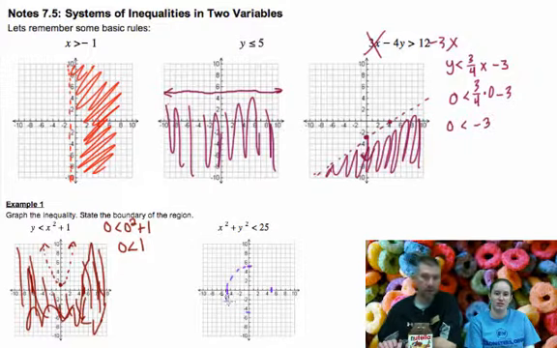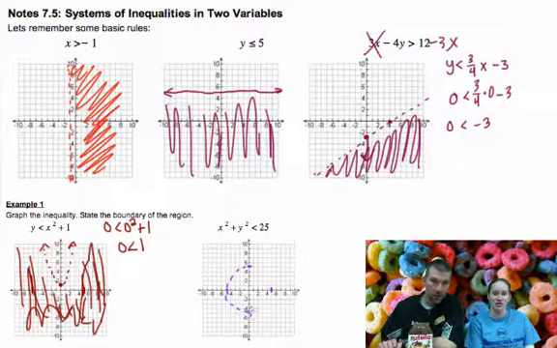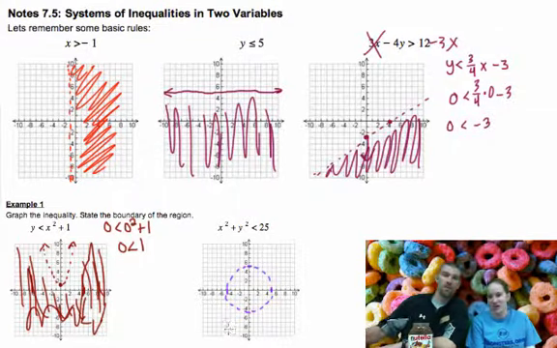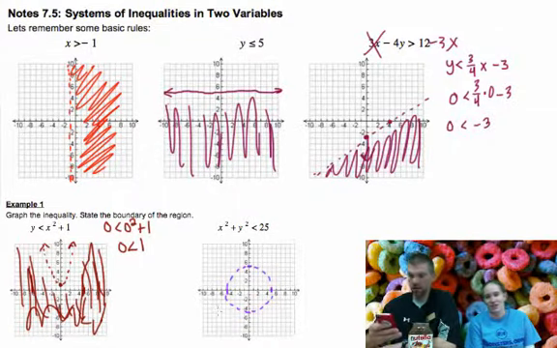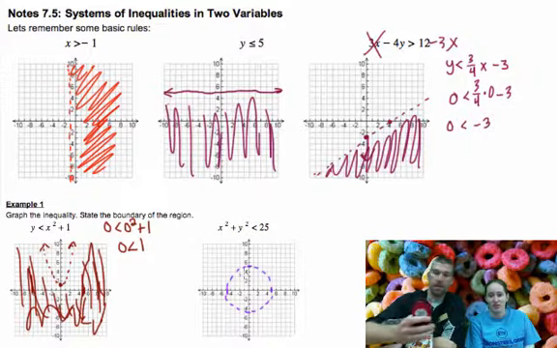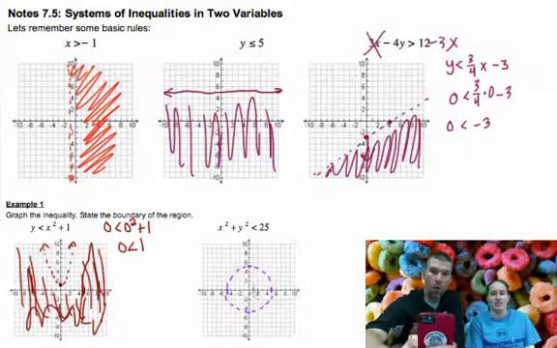Here's a nice dashed circle. That's a really good circle. Look at that dashed circle. Thank you, I'm trying really hard. Less than on this one is going to be inside the circle. Less than is inside the circle, greater than is outside the circle.